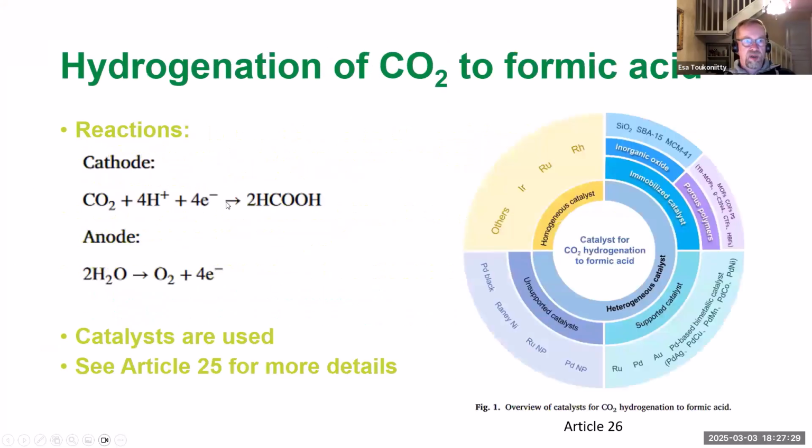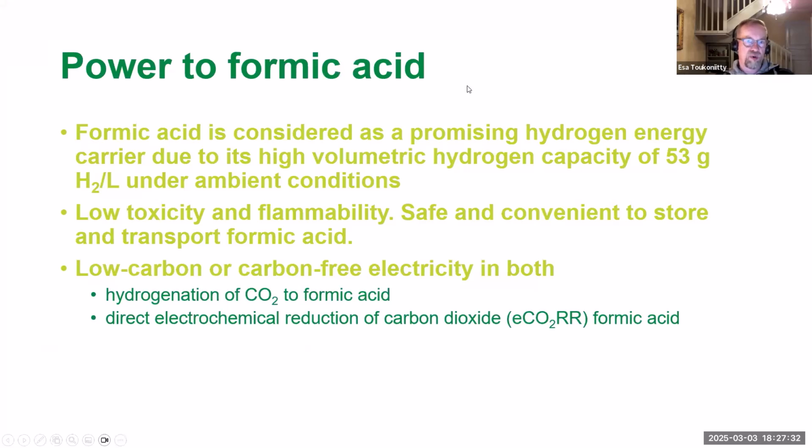So the key point here was that the formic acid as a product is interesting. It's considered worthwhile to do work on it, to do research on it, and to develop it further. It's a so-called hydrogen energy carrier. So basically, it can produce hydrogen. Good thing is that it's mentioned already that it's not very toxic, it's not flammable, and it's quite safe to handle, transport, and so on.